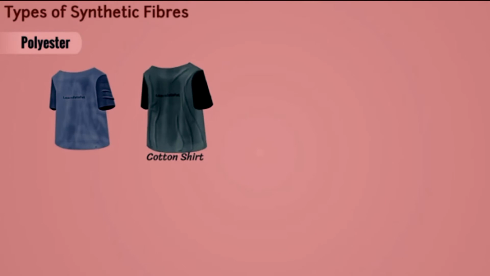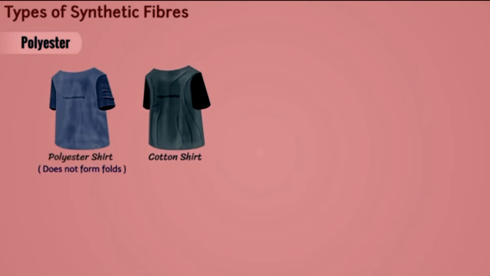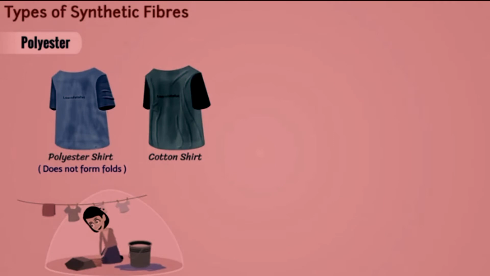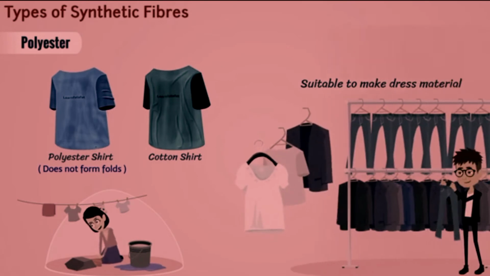Polyester. Another synthetic fiber is polyester. Unlike cotton cloths, fabric made from polyester does not form folds. Instead, it remains clean and fresh. It is easy to wash such clothes. Therefore, polyester is suitable to make dress material.